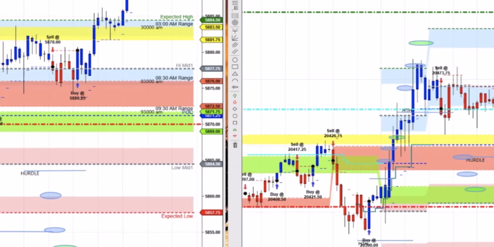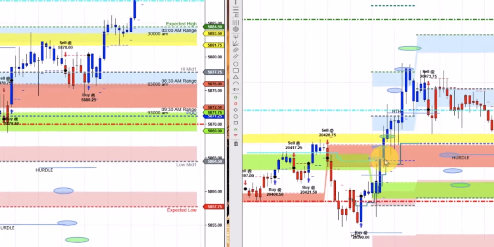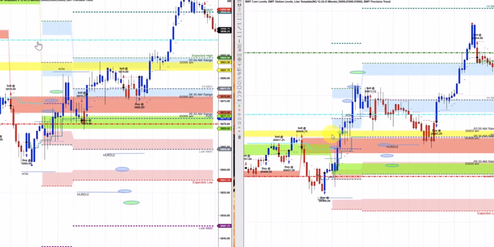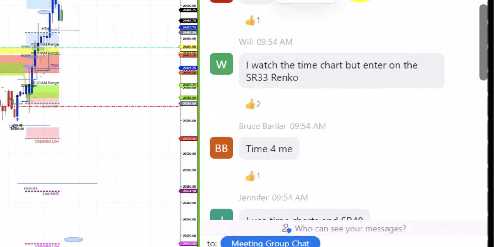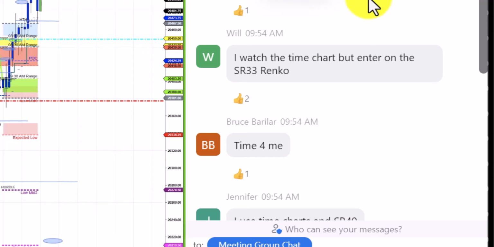This was eventually hit right here. But these levels were all achieved, and like I said, these are drawn before the open of the market. This was the expected downside. Excellent signals on the trend bars. So I just want to show you some comments in the trade room here, and you'll see, I'm going to scroll down here.